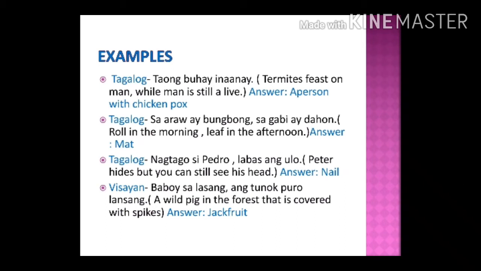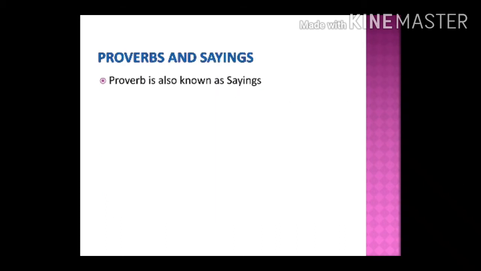In Bisayan: Baboy sa lasang, ang tunog puro lansang. In English, a wild pig in the forest that is covered with spikes. Answer: jackfruit. Next is proverbs and sayings. A proverb is also known as a saying. It is a simple, concrete, traditional saying that expresses a perceived truth based on common sense or experience. That is proverbs and sayings.